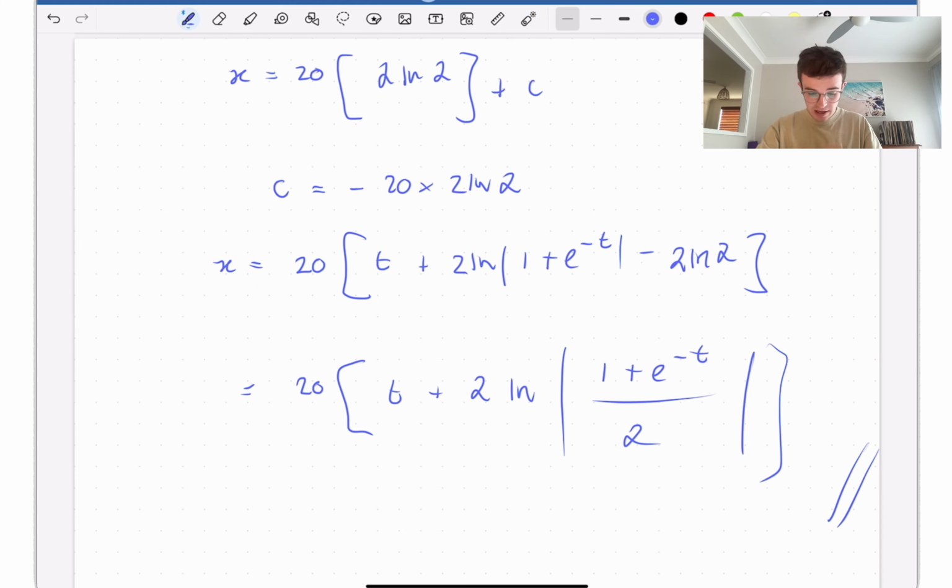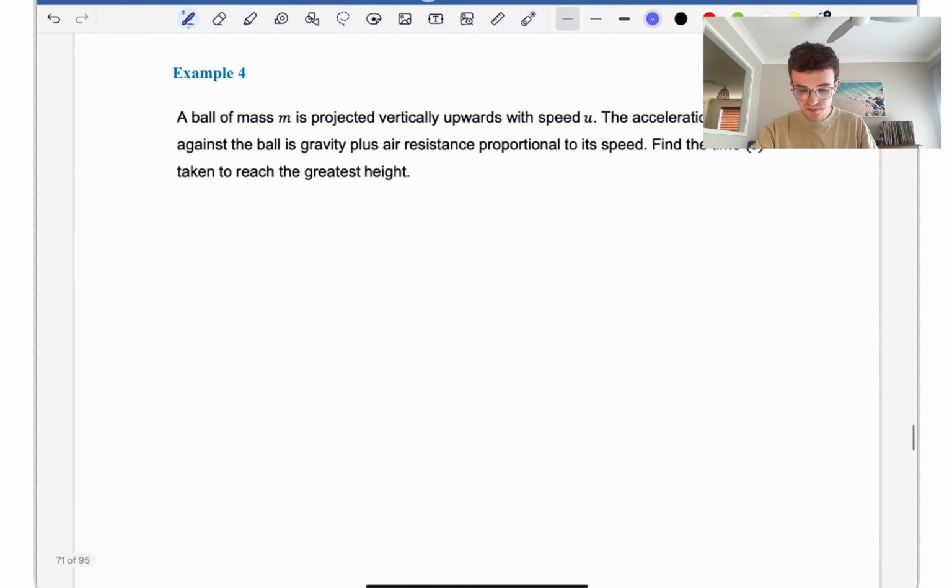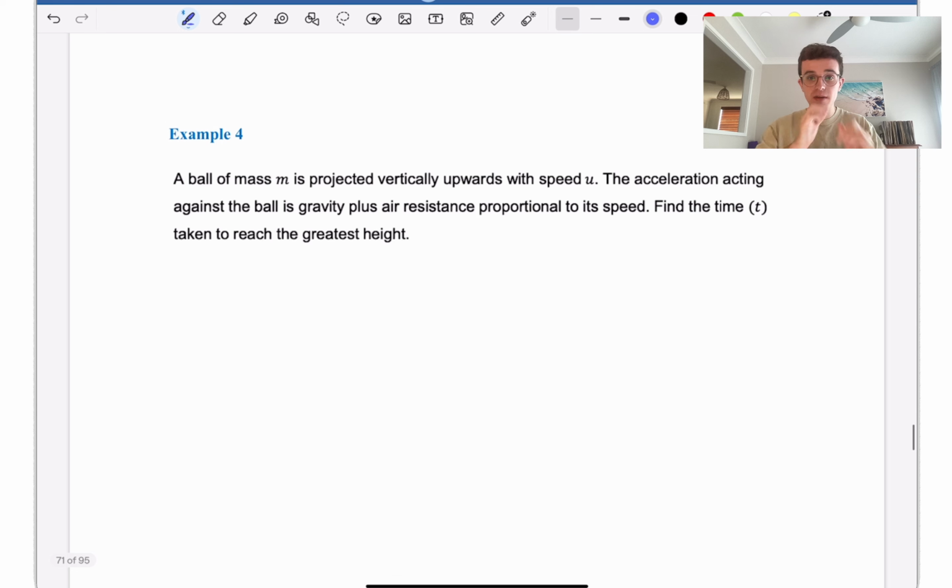Okay. Let's have a look at one more example. So here we now got something that's being projected upwards. A ball of mass m is being projected vertically upwards. The acceleration acting against the ball, plus air resistance, is proportional to its speed. Find the time taken to reach greatest height.